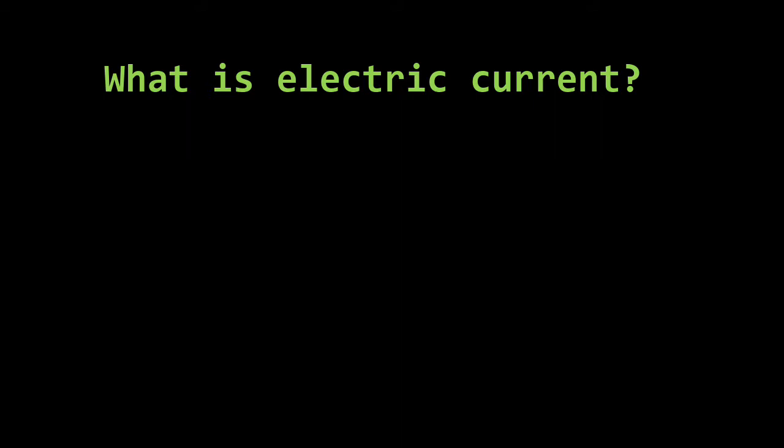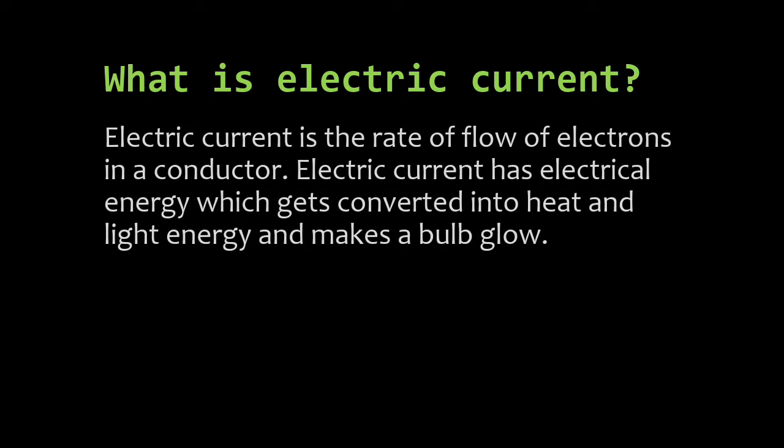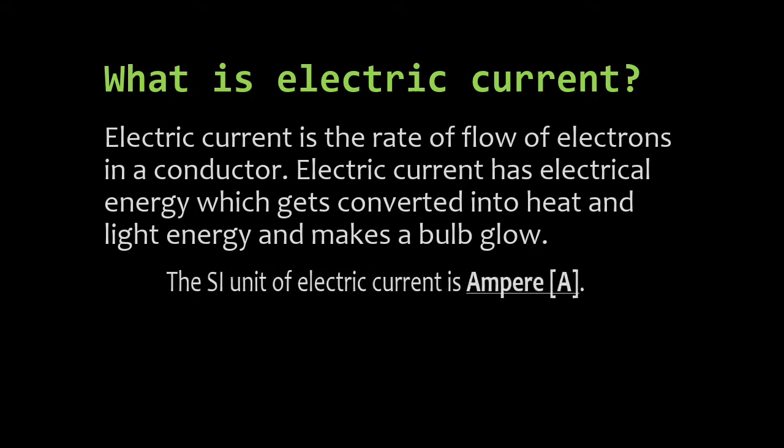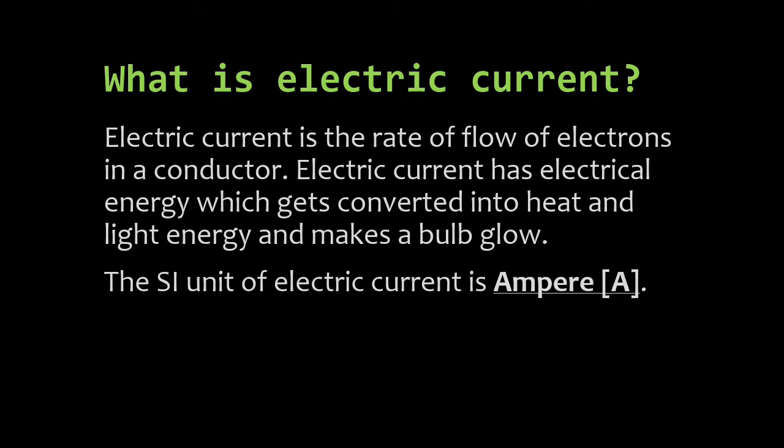What is electric current? Electric current is the rate of flow of electrons in a conductor. Electric current has electrical energy which gets converted into heat and light energy and makes a bulb glow. The SI unit of electric current is ampere. Ampere is denoted by the letter A.